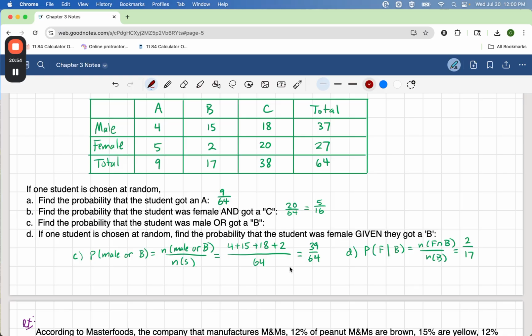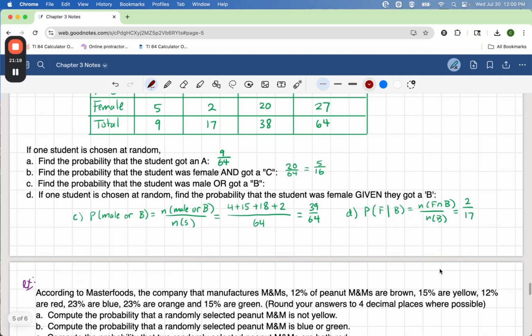If one student is chosen at random, find the probability that the student was female given they got a B. So I'm going to use my formula. Number of female B's, that's 2, over the number of B's, 17. We already know that student got a B. So now there's only 17 total of them, of which 2 are females, so 2/17.